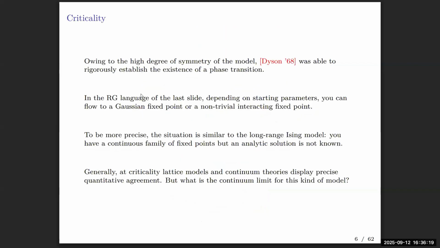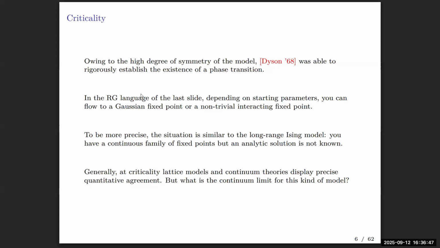Dyson's motivation for writing this down was that he was a very mathematically minded guy. He liked to have rigorous proofs. So what he wanted with this model was some model besides the garden variety local nearest neighbor coupling systems you study. He wanted a different kind of model in which he could rigorously establish that you had a phase transition. That was his goal, and that's why he picked this special, very symmetric theory.